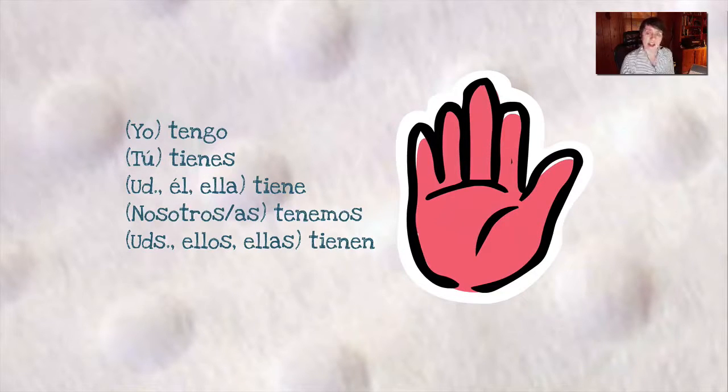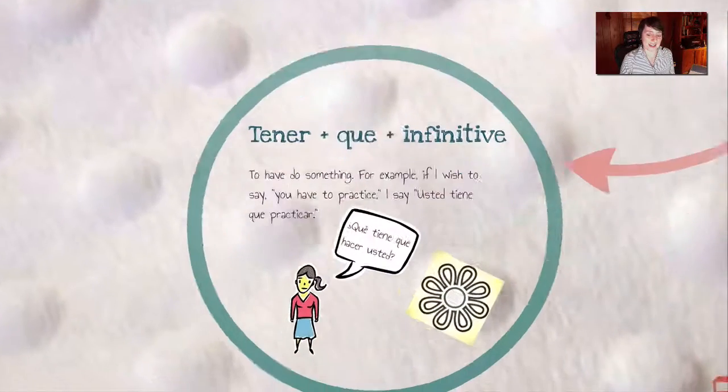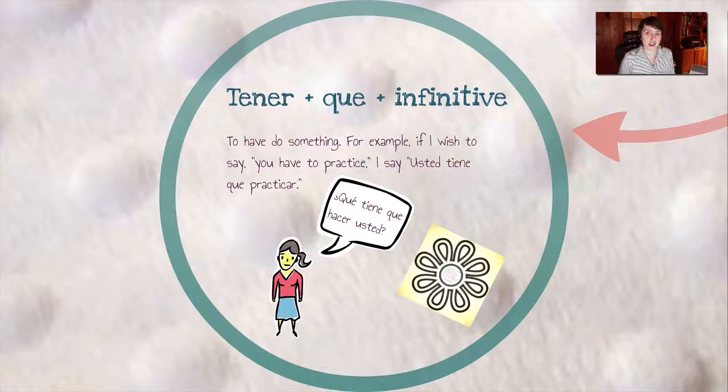So you'll see this big red hand is on the screen to remind you that tener means to have. So I can say, tengo un vaso. I have a glass. Tengo un vaso. Or I can say other things that are more fancy and idiomatic. Let's take a look. Let's start with obligation.